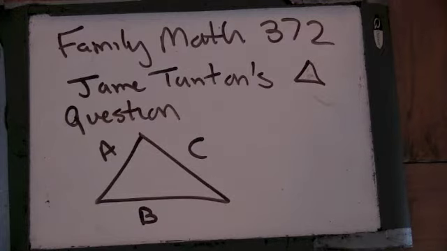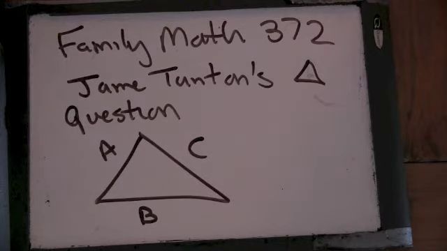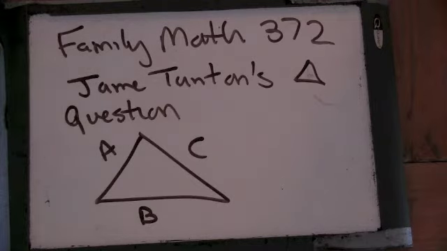So today we're going to talk about another question from James Tanton. This one's about triangles. He asks, is there a triangle with integer sides whose area doubles if you increase each side length by 1? Does this remind you of any question that we've done, say, recently?